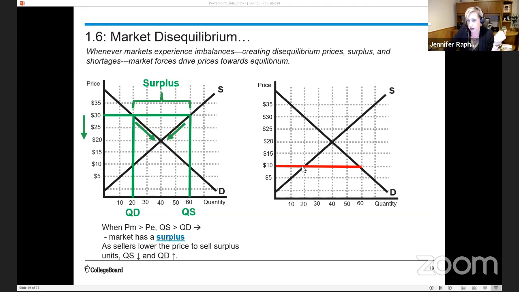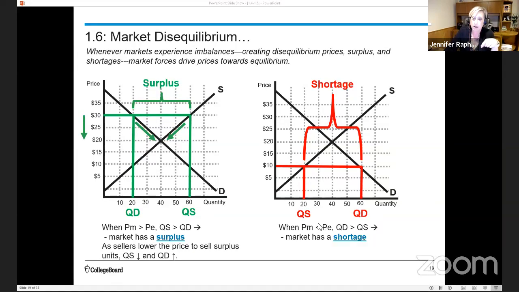Well, at a price of $10, the producers are only willing to produce 20 units. So the quantity supplied is only going to be 20. At a price of $10, though, a lot more consumers want to purchase it. And so our quantity demanded is now 60. So again, we have this wedge between the quantity demanded and the quantity supplied. Only in this case, we refer to it as a shortage because the quantity demanded is greater than the quantity supplied. So when the market price is less than the equilibrium price, the quantity demanded is greater than the quantity supplied, and the market has a shortage.